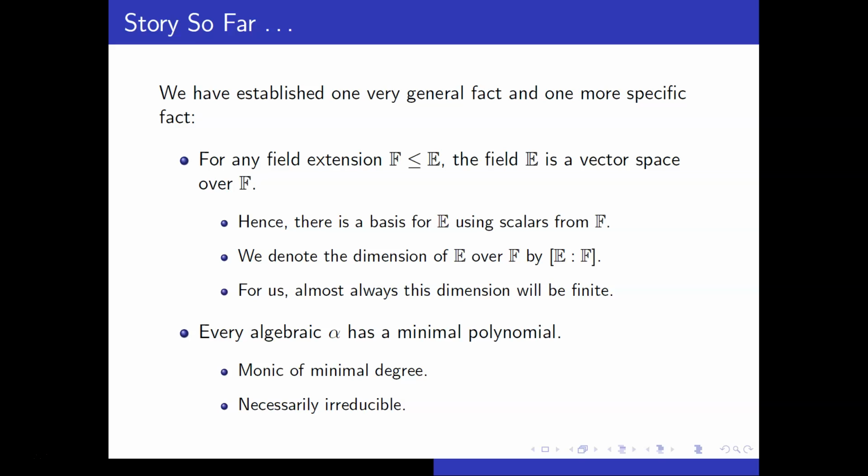The very general fact that we need is that whenever you have 2 fields, one contained in the other, the larger field is a vector space over the smaller field. This dimension is sometimes called the index and it is written in this form. This can be infinite. For example, if E was the transcendental extension by some transcendental alpha, that would definitely be an infinite dimensional extension. But for us, most of the time, this dimension will be finite. So everything that you know about finite dimensional vector spaces will apply here.